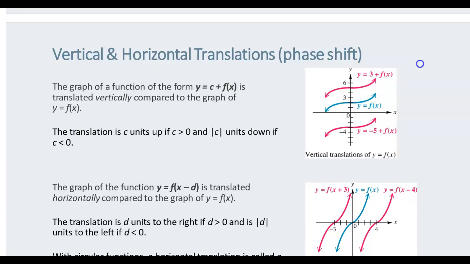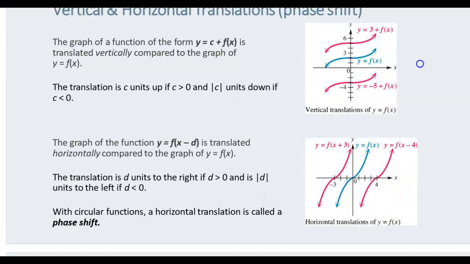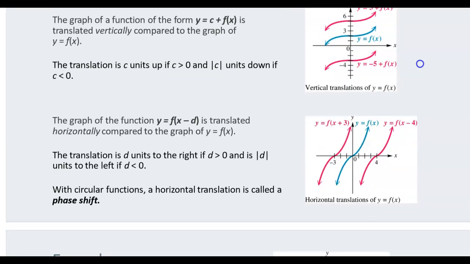Sorry, I think I said horizontal and I meant vertical. Vertical translations shift up and down. For a horizontal translation, that's where we're going to shift left and right, and that's when a number is being multiplied or added or subtracted inside the parentheses.